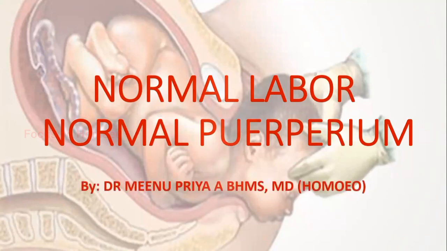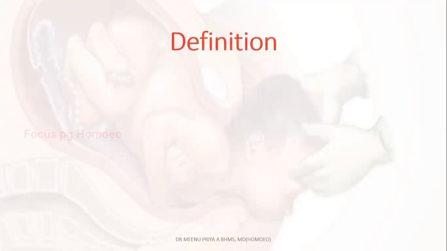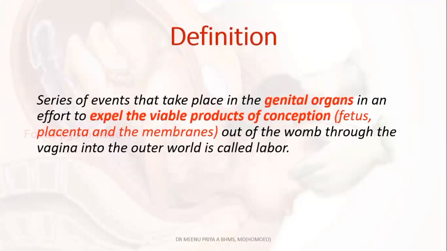So coming to the first topic, normal labor. So what is normal labor? We all know what labor is, but what are the criteria for it to be called normal? So we'll be seeing that. The definition of normal labor is, it is a series of events. It is not one event or two events. It is a multiple number of events occurring together that takes place in the genital organs in an effort to expel the viable products of conception.